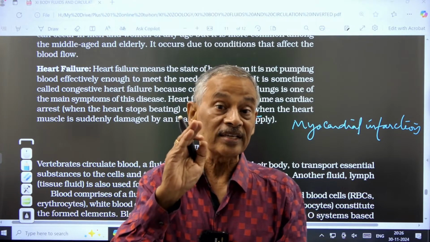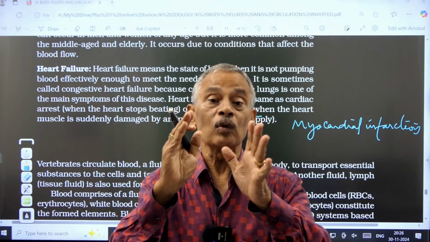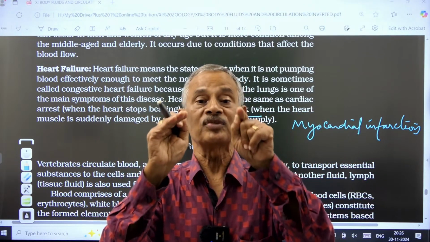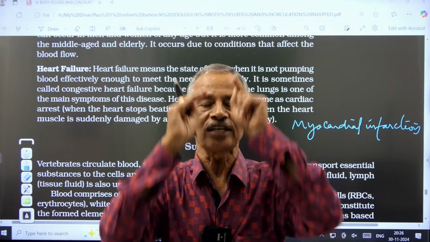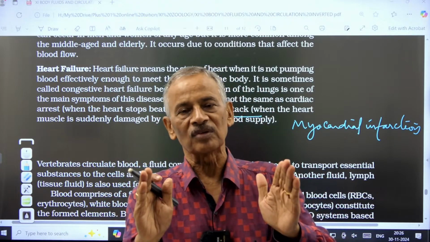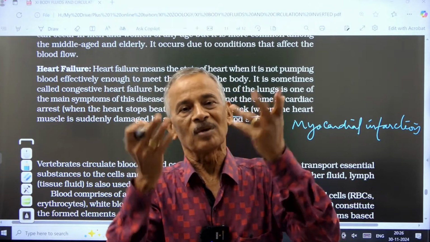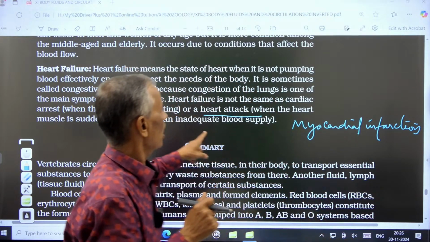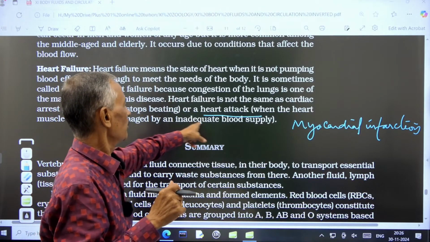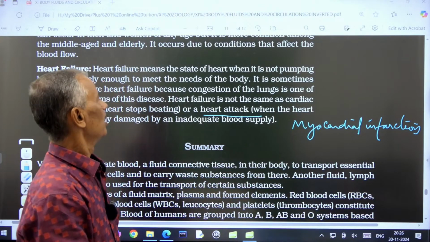So, heart attack is breaking down of muscles of the heart because of the absence of sufficient oxygenated blood. If sufficient oxygenated blood is not reaching the muscles, muscles break down. That muscle breaking down is called myocardial infarction or heart attack. So, the muscle is suddenly damaged by inadequate blood supply.